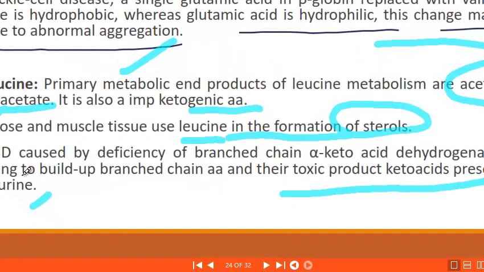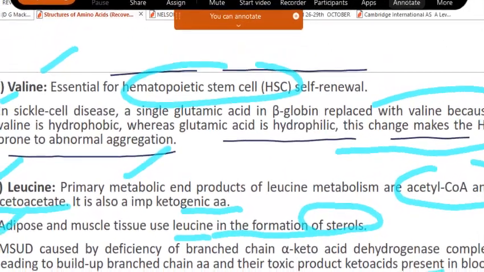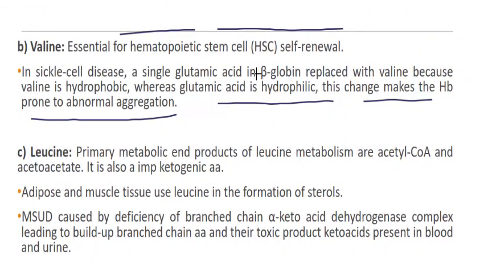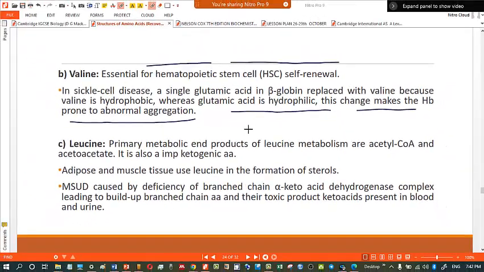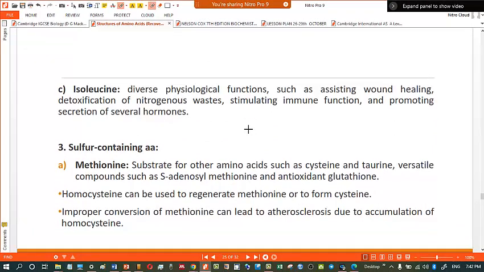They have diverse physiological functions, for example in blood clotting, stimulating immune function, and promoting secretion of several hormones. That's why they are called essential amino acids. Sulfur containing amino acid is a substrate for other amino acids like cysteine and taurine, and they are very versatile for SAM.